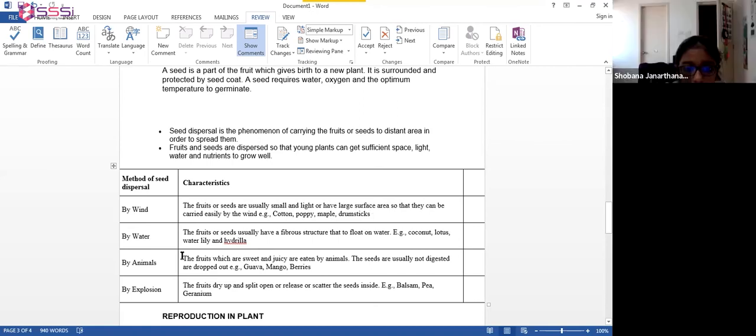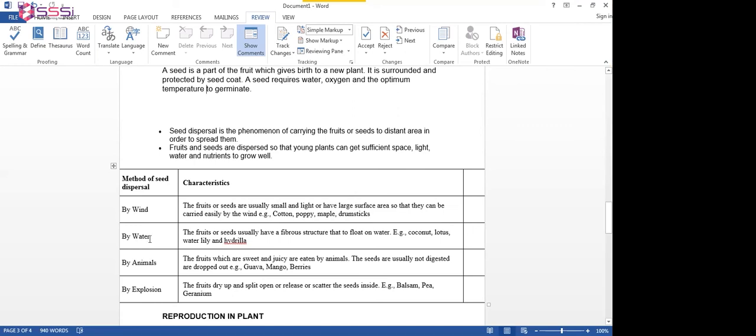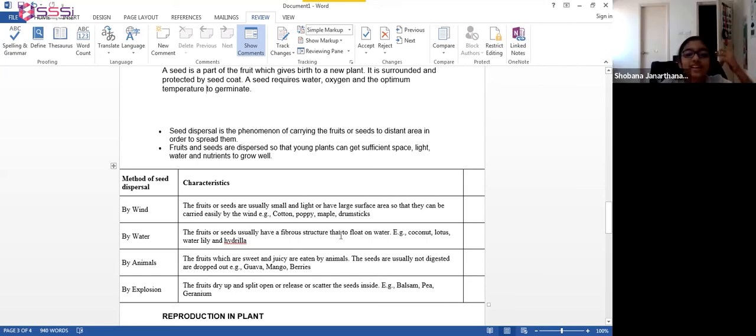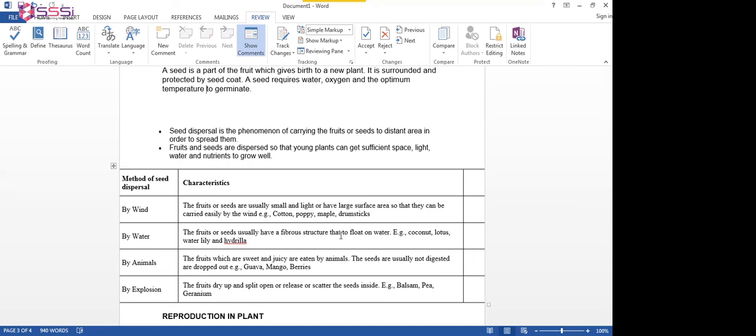Okay, ma'am. So the next method of seed dispersal is by water. The fruits or seeds usually have a fibrous structure. Ma'am, I can't understand one thing: small, light, have large surface area means what? Large surface area means the seeds are usually small and light or have large surface area and are carried easily.